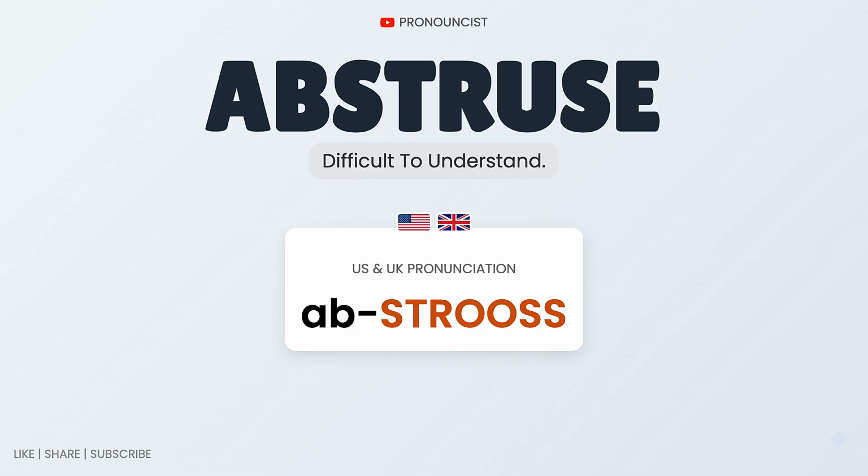Struse, abstruse. Practice repeatedly and you'll soon be able to say this word perfectly. The best way to practice is to repeat the syllable multiple times.